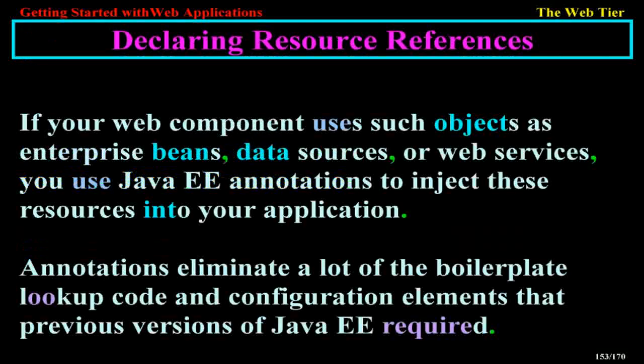Declaring resource references. If your web component uses such objects as enterprise beans, data sources, or web services, you use Java EE annotations to inject these resources into your application. Annotations eliminate a lot of the boilerplate lookup code and configuration elements that previous versions of Java EE required.